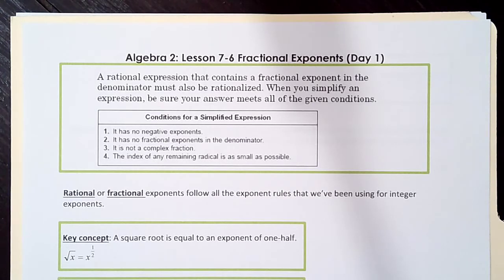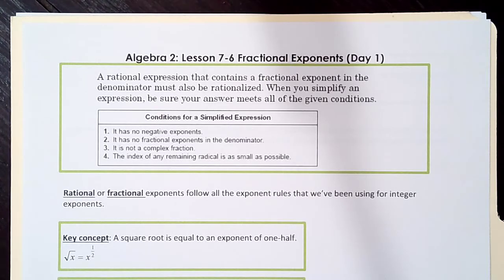So a rational expression that contains a fractional exponent in the denominator must also be rationalized. When you simplify an expression, we have to be sure that our answer meets all of the given conditions, and obviously those are listed there. We're pretty used to those, I'm not going to go over them, but you can read through them now.